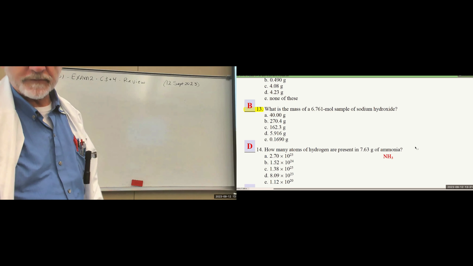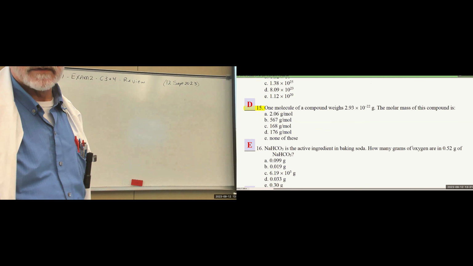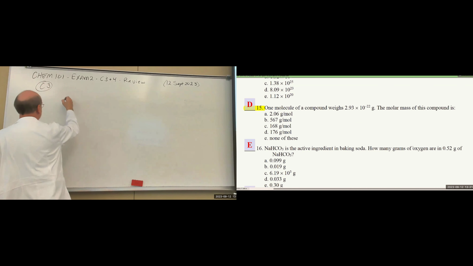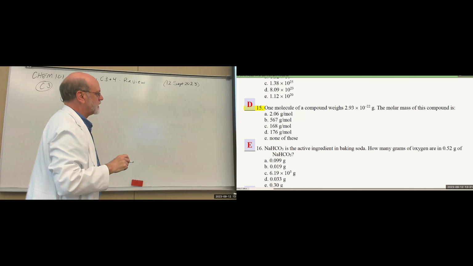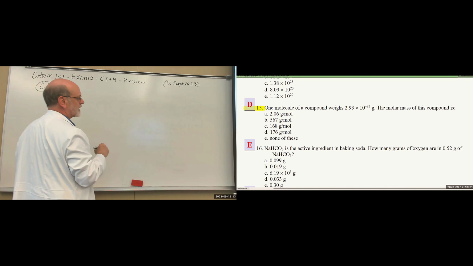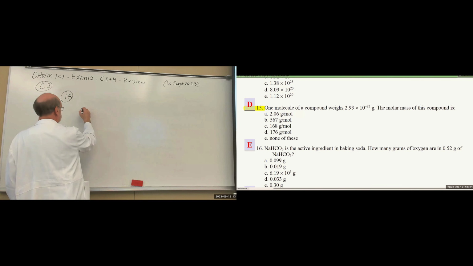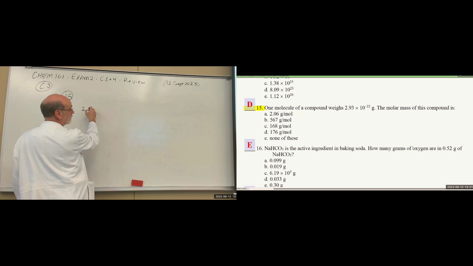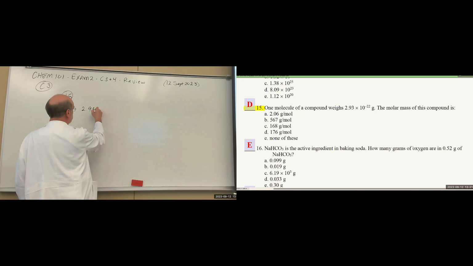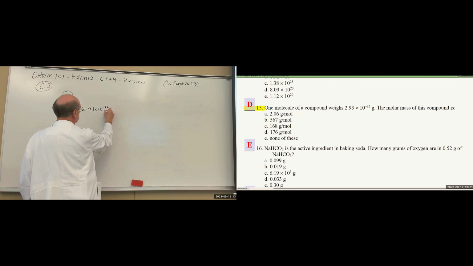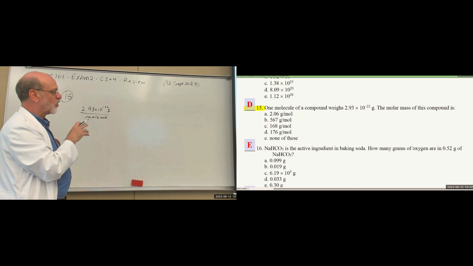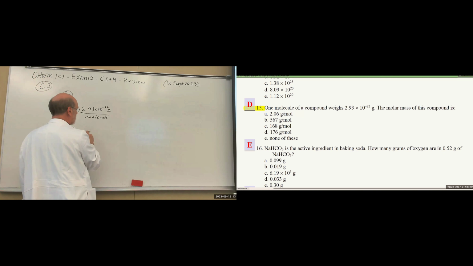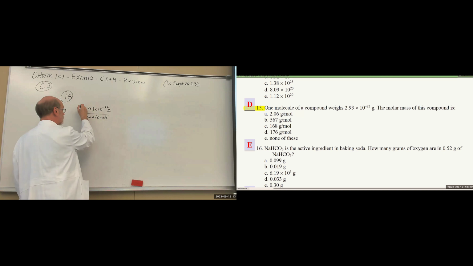All right. 13, I think 15 is on the menu. There we go. One molecule of a compound weighs 2.93 times 10 to the minus 22nd grams. This is 2.93 times 10 to the minus 22nd grams per molecule. Okay, we're given that. The molar mass of this compound. We got that many grams per molecule.